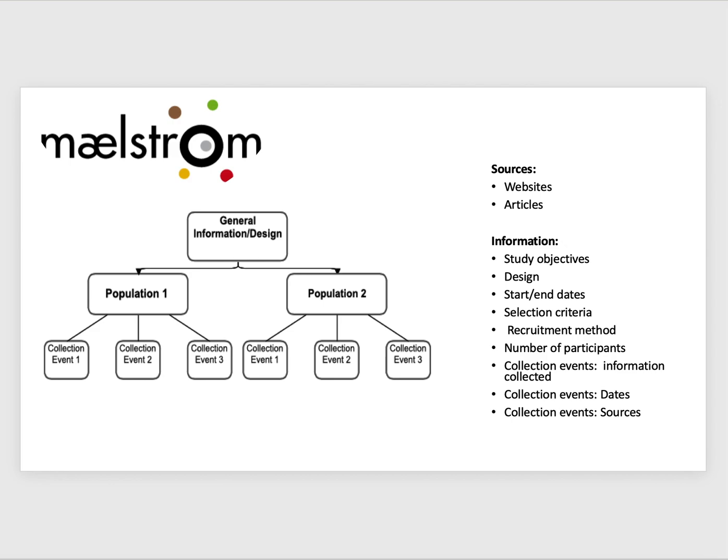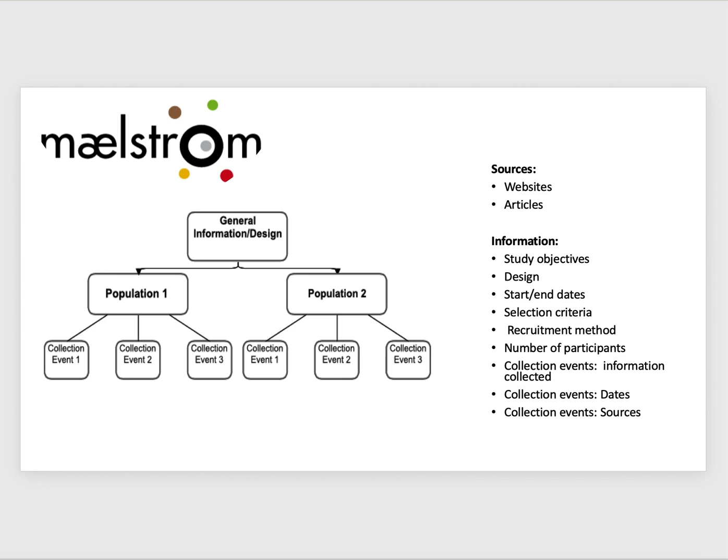shown here. As you can see on the flowchart, studies described using Mica can have one or more populations, and each population can be described separately within the same study description. Each population will have its own collection events attached to them.